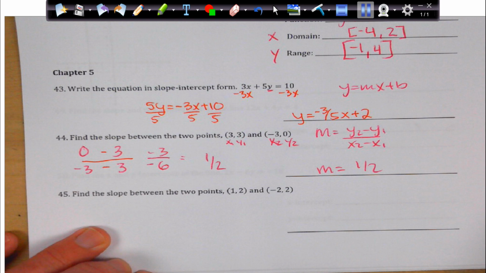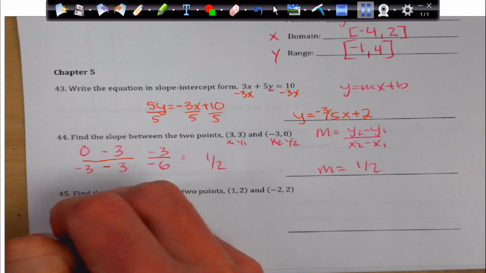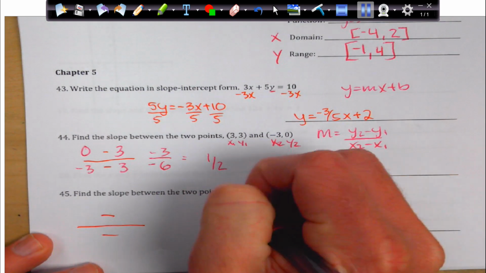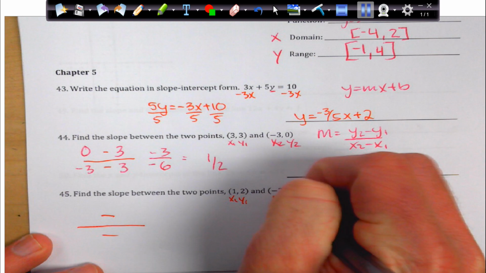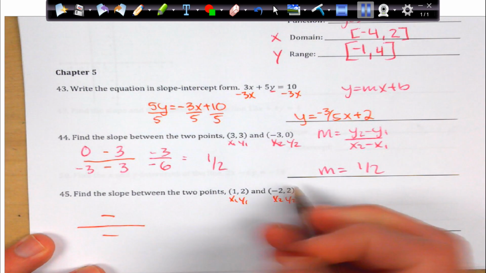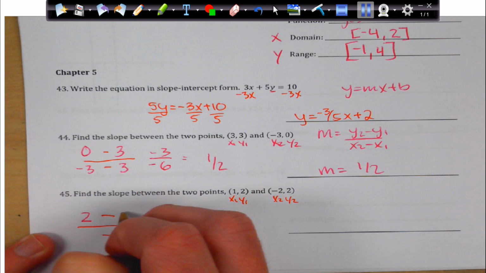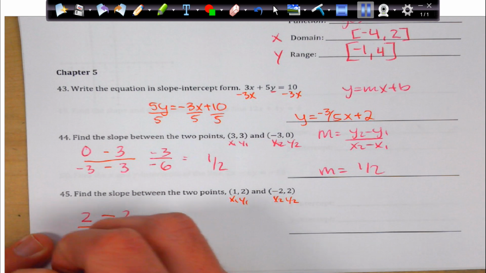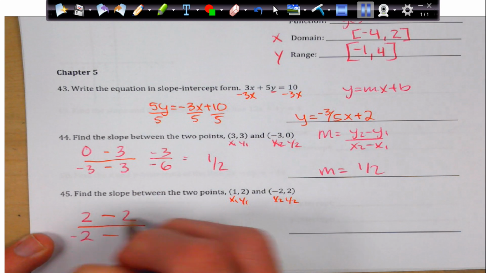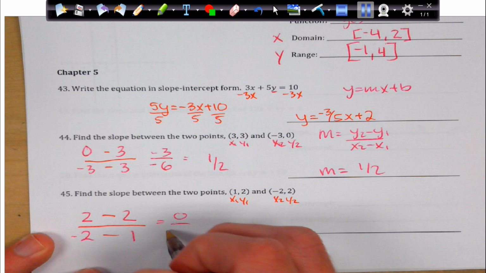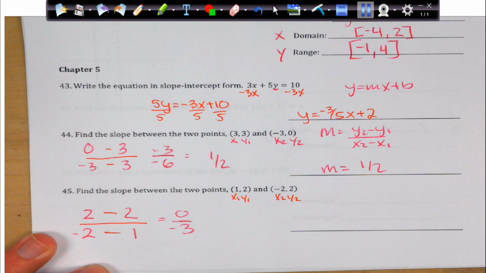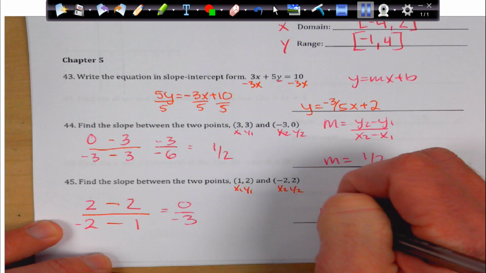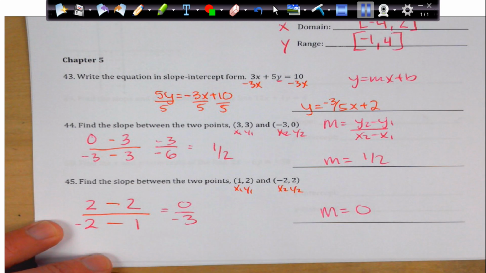So same thing, find the slope again. Again, we can set up the equation like this. Label my points. Plug in y2 minus y1, x2 minus x1. 2 minus 2 is 0, and negative 3. So since the top is 0, it's just 0, so my slope is 0. If 0 is on the bottom, we'd call that undefined.